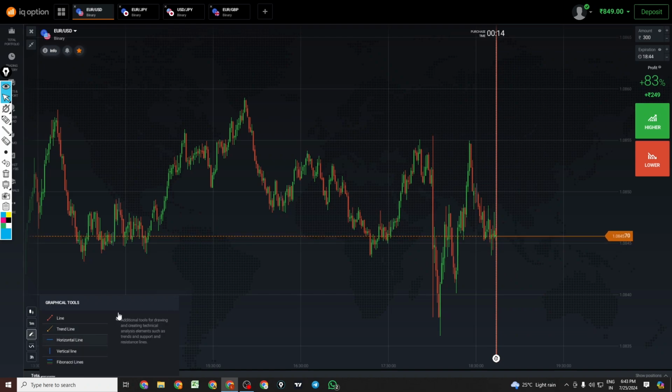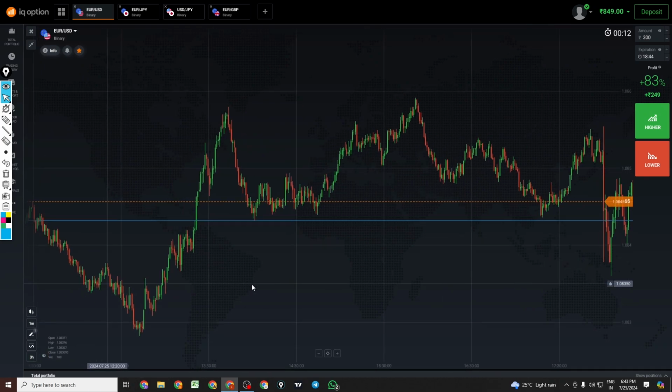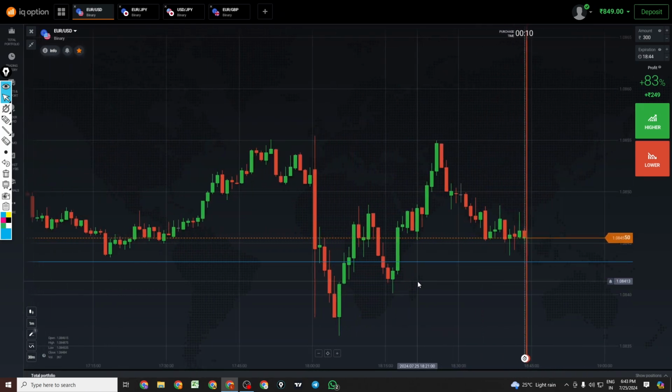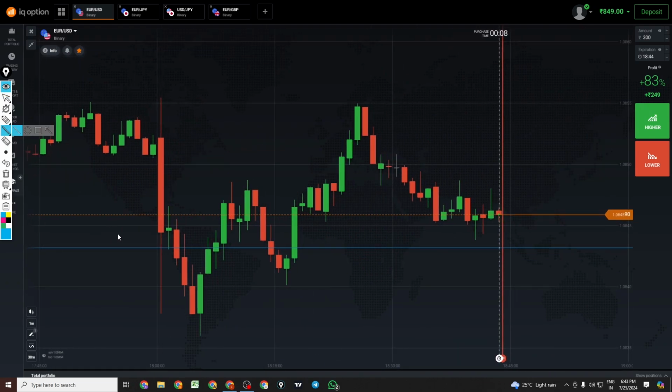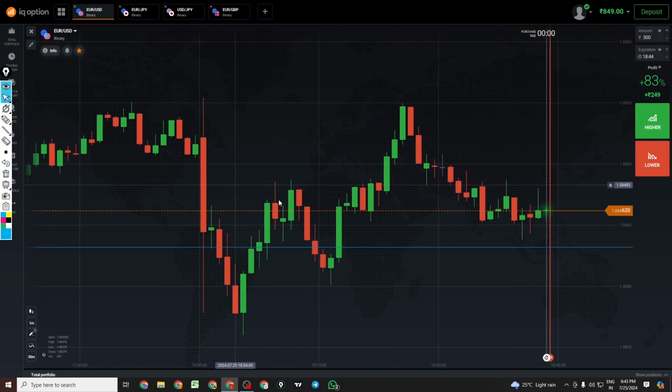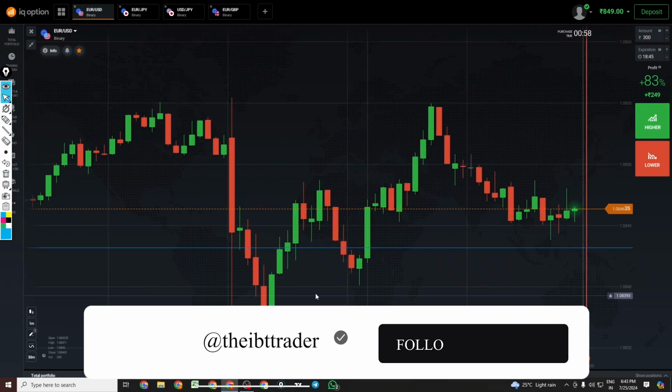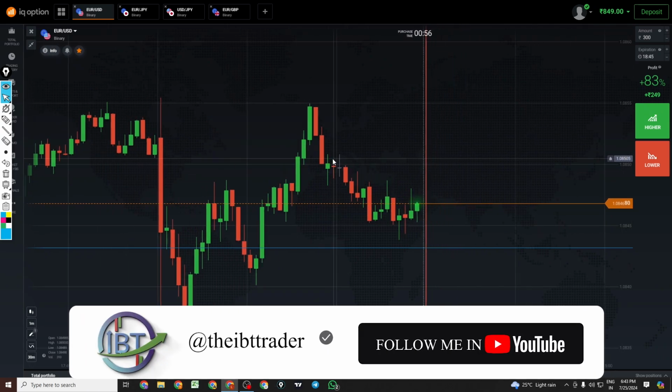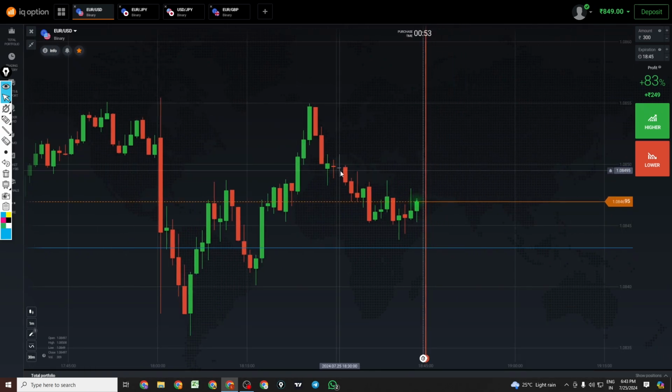I will show you once. This lowest point is the change of character level. See here what happened. This was broken with the wick, not with the body. Again, see, again it was a sweep here, moving upside. That's why it is still an uptrend. But the market tried to come down because of this liquidity.